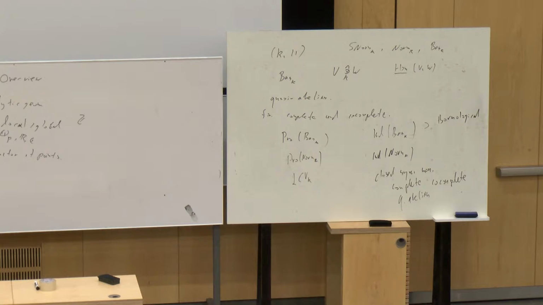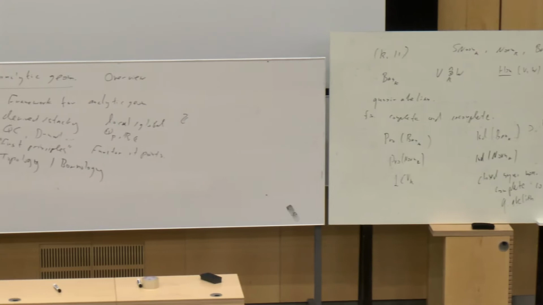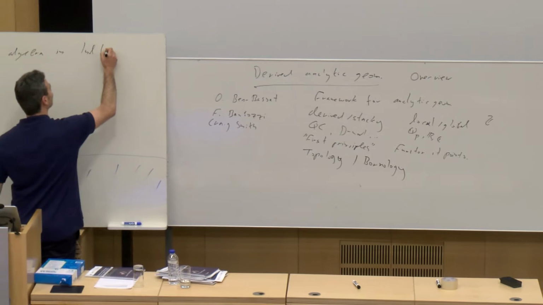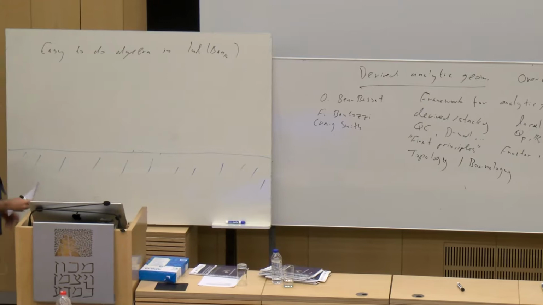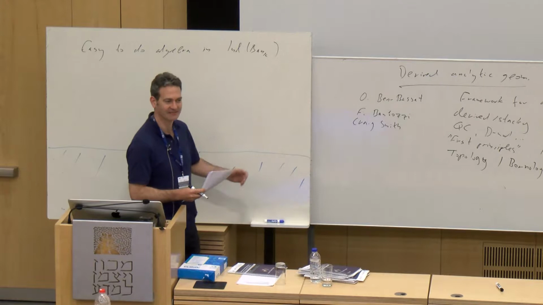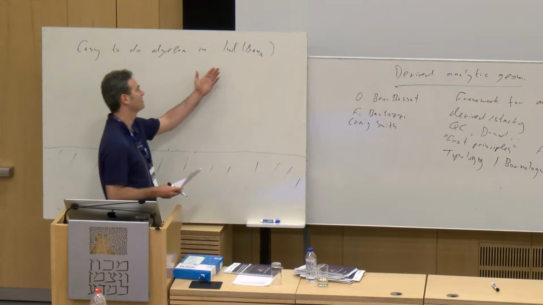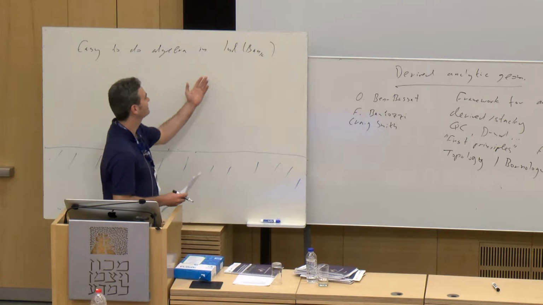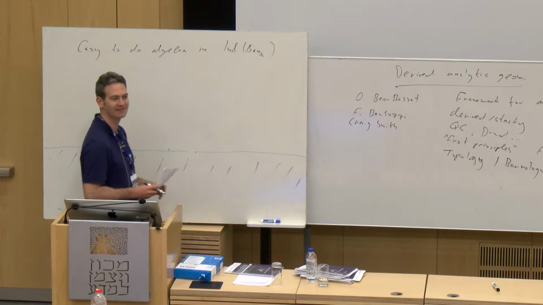So the nice thing is that it's easy to do algebra in Ind-Ban over K. It's very similar to doing it over vector spaces. It has a closed symmetric monoidal structure. We can define notions of algebras, coalgebras, bialgebras. You can easily define Hochschild homology, cotangent complexes, everything you want. It essentially works for free. You don't need to figure out how to do it.